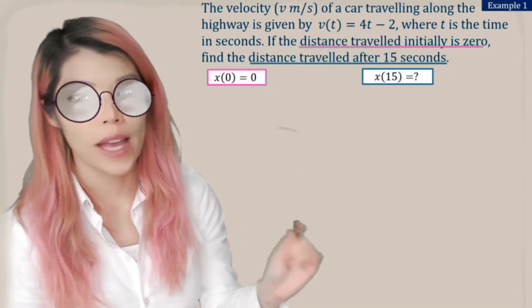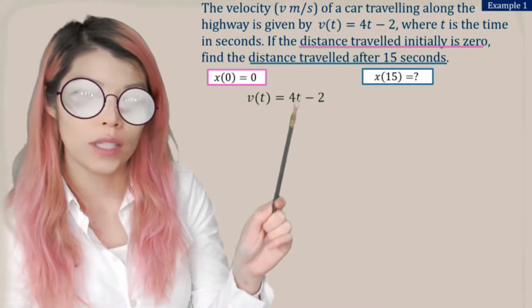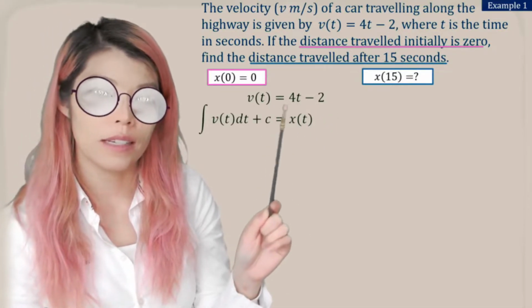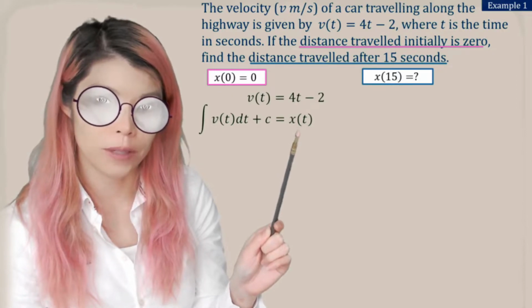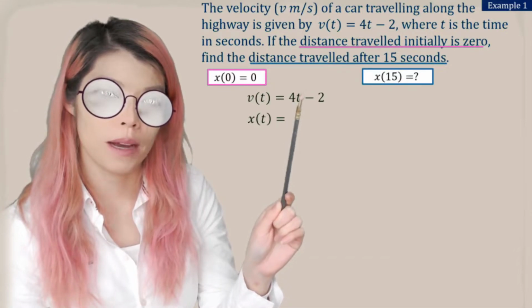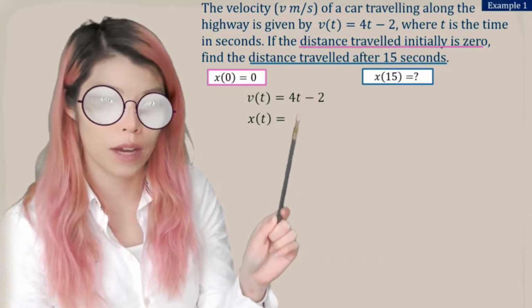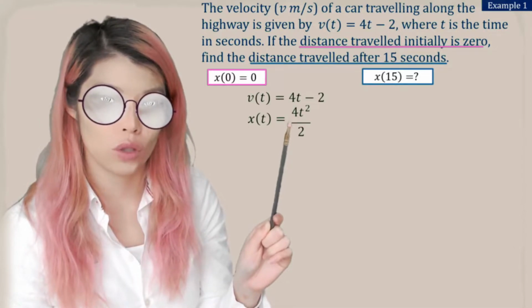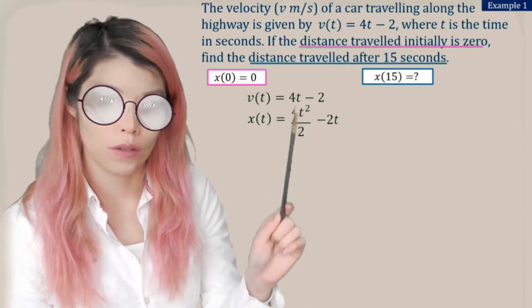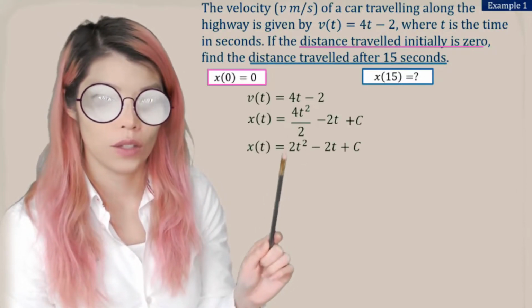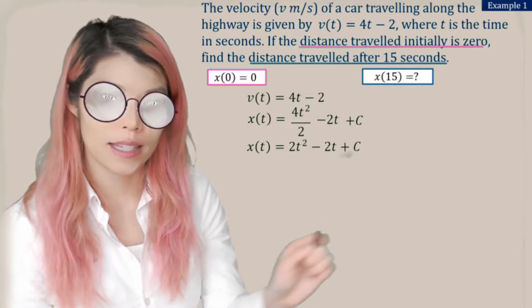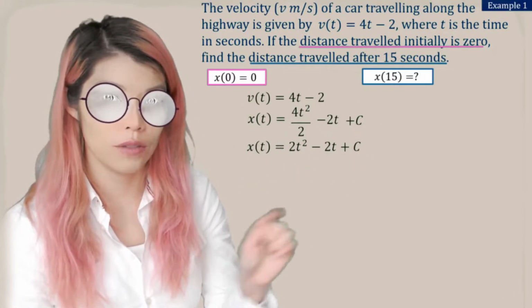What do we do? We anti-differentiate. So 4t minus 2, to anti-differentiate that, would give us the position time graph equation. So 4t, which is 4t to the power 1, becomes t to the power of 2 divided by 2. So 4 divided by 2 is 2. And then minus 2t. So 2t squared minus 2t plus c. Don't forget your c. And notice that c is added after you anti-differentiate, it's not in the original equation.